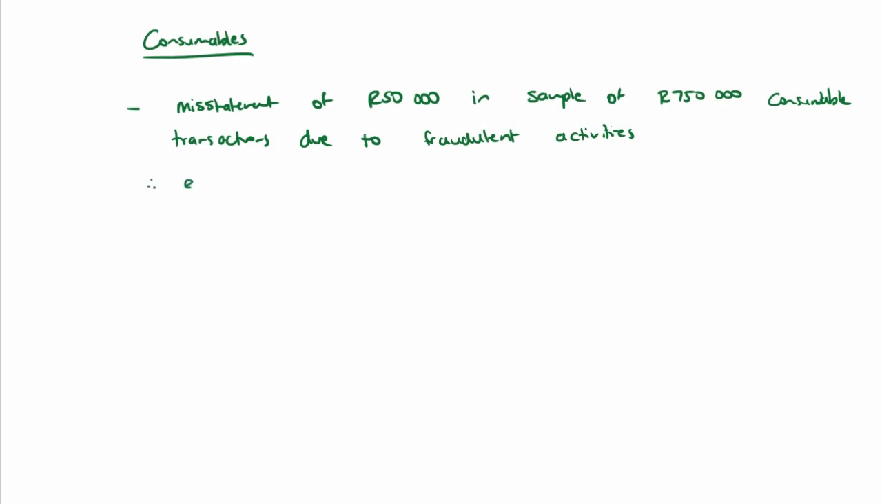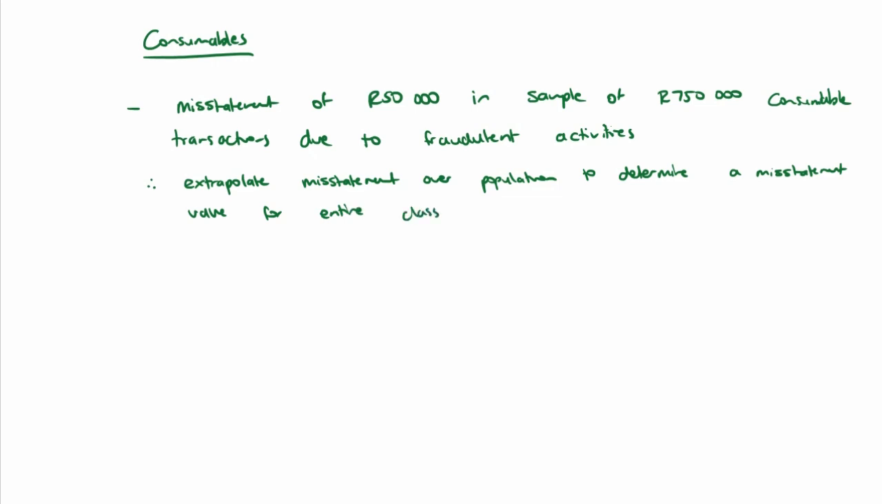I therefore need to extrapolate the misstatement over the population to determine a misstatement value for the entire class of transaction. And so therefore I've got to do my calculation. So I've got to say 50,000 over 750 times by 3420, which is the population, which equals 228. So that is the projected misstatement for the population.